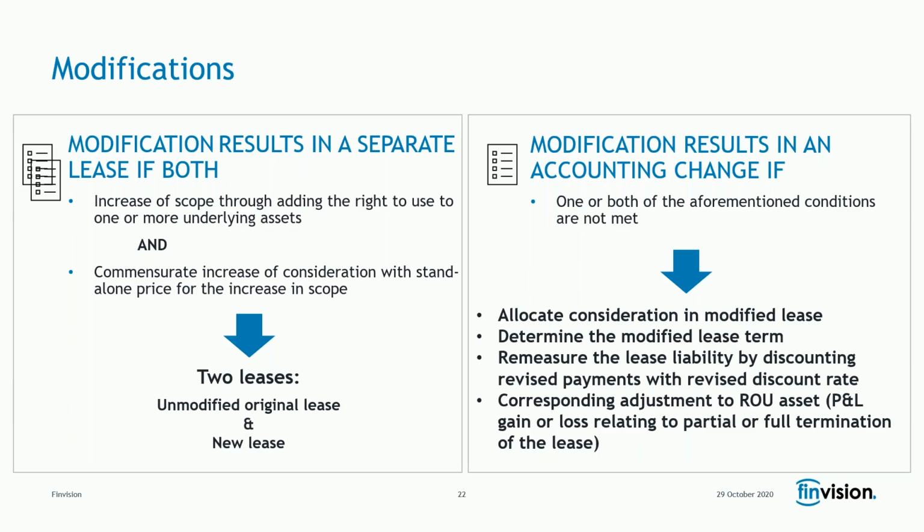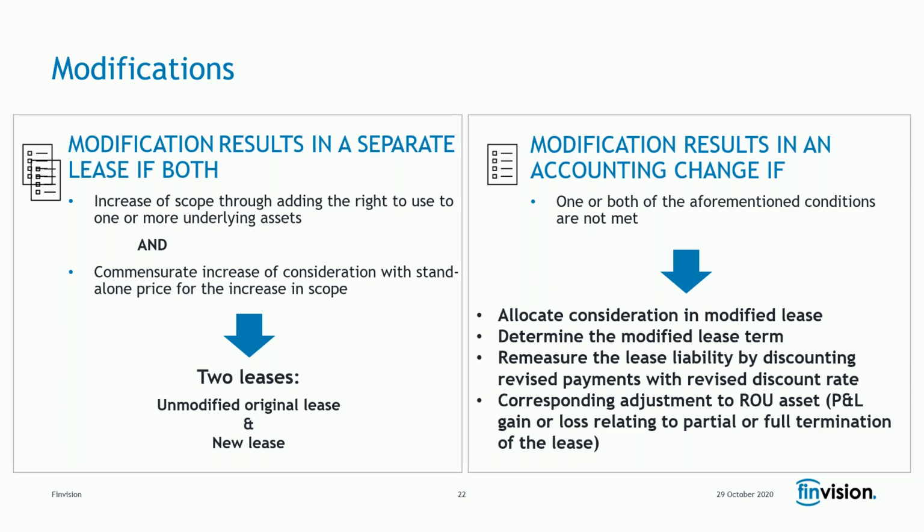So when you have modifications, the examples that I discussed before, they have two possibilities. It can be that the modification will be considered as a separate lease. When do we have a separate lease? There are two conditions that need to be met. The first one is there's an increase in the scope through adding a right to use one or more additional underlying assets. The example is, for example, a new floor. The example is a new machine, etc.